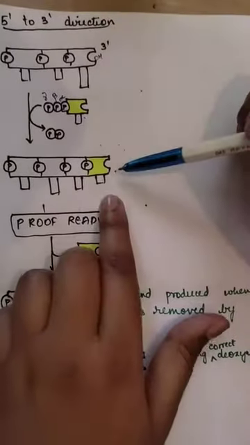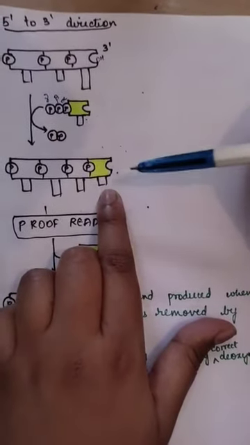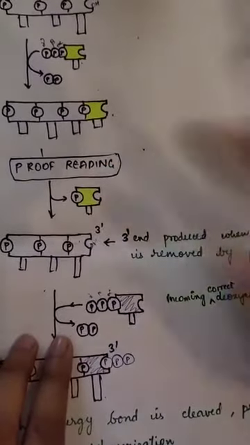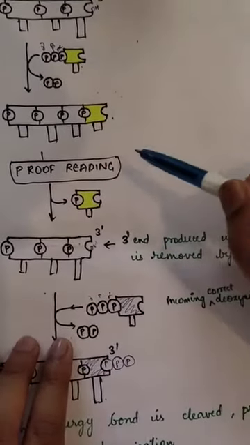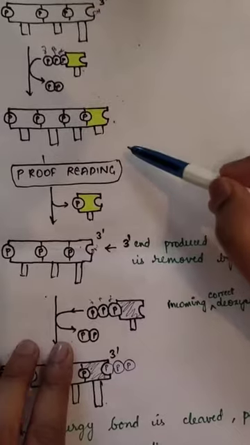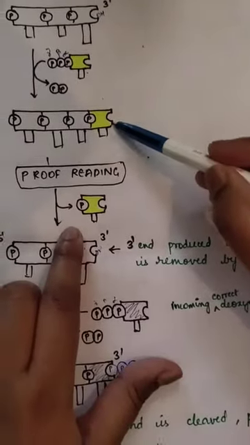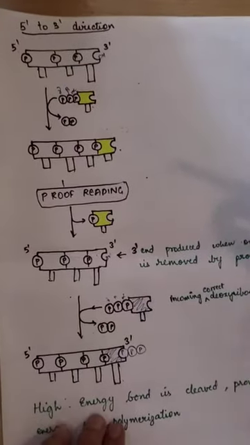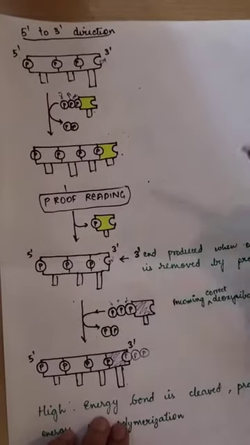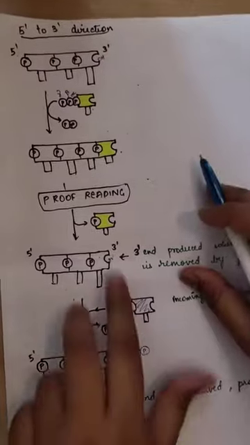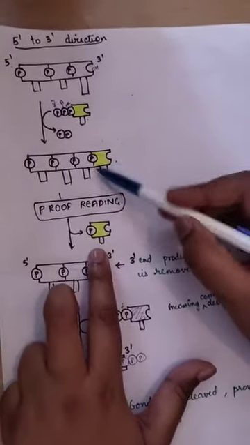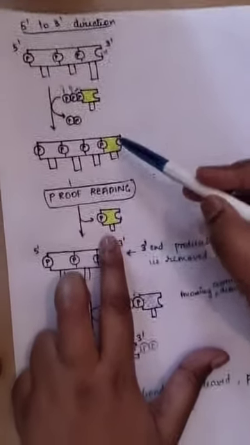It got incorporated, it's fine. What if the recently incorporated nucleotide is a wrong one? It carries a wrong base. So what happens is that DNA polymerase 3 has this proofreading activity. DNA pol 3 in case of prokaryotes, but DNA pol delta or epsilon in case of eukaryotes. So the DNA pol has this proofreading activity. It removes the recently added wrong nucleotide.